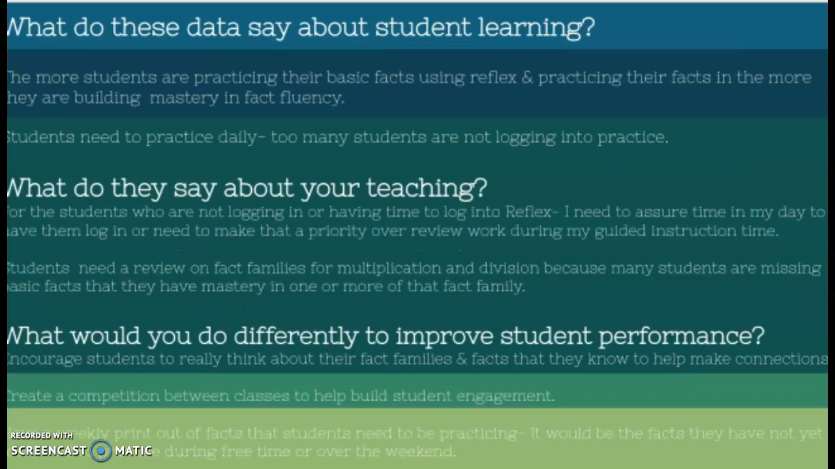So what does the data say about student learning? The more that students are practicing their basic facts on Reflex, the better they are becoming at building mastery and fact fluency. This is something that they need to practice daily, and too many students are not logging in.